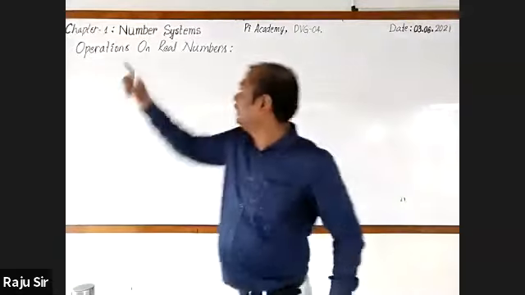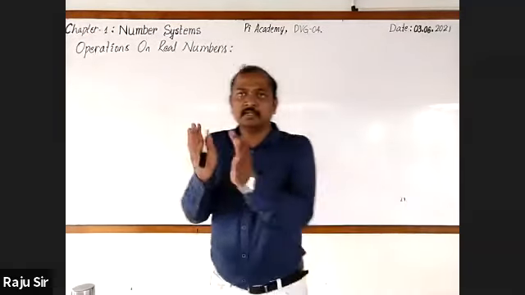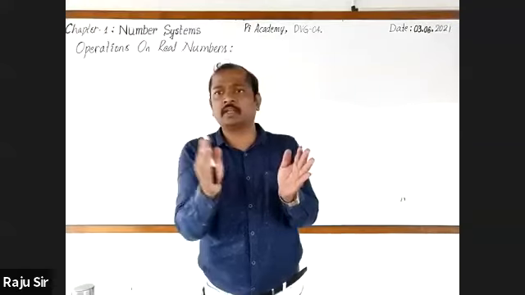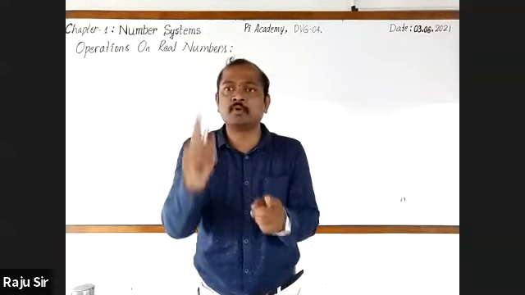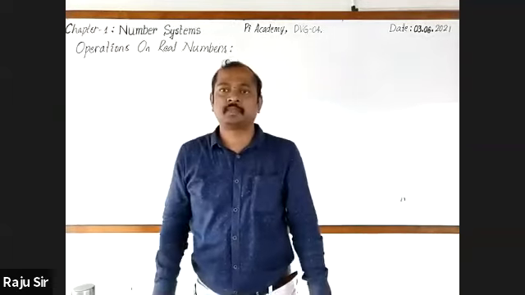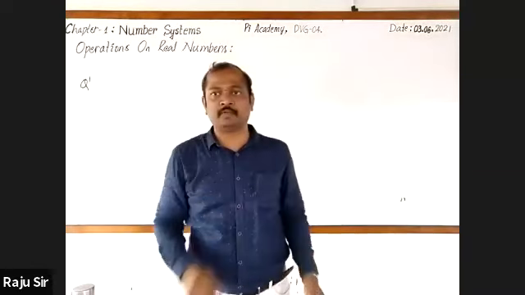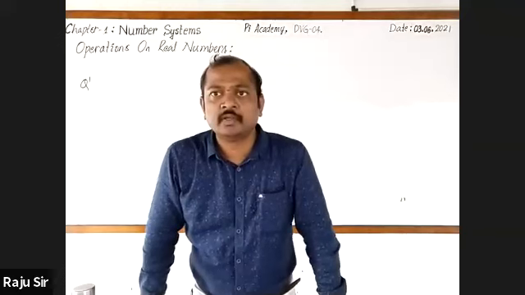Now, operations on real numbers is nothing but operations on particularly irrational numbers. Even we will also take rationals, but we will focus more on irrational numbers. Students, we have already defined irrational numbers in 2 different ways, right?